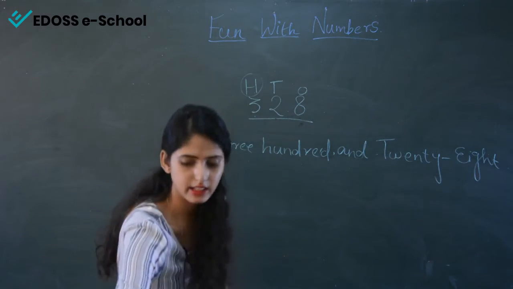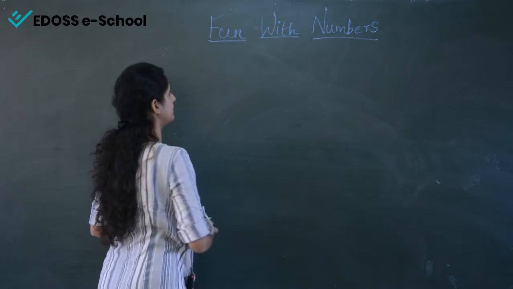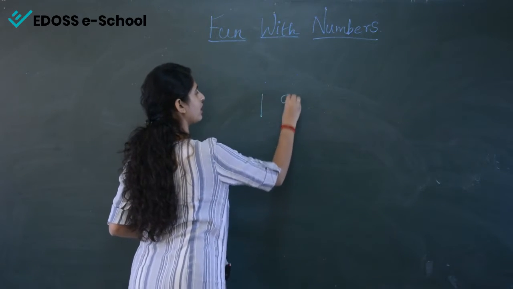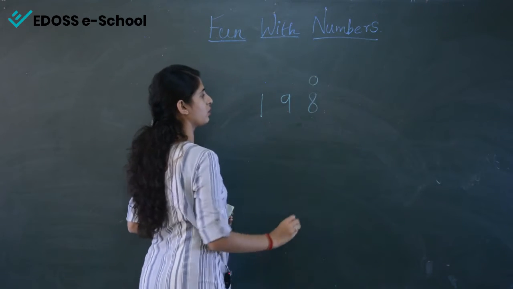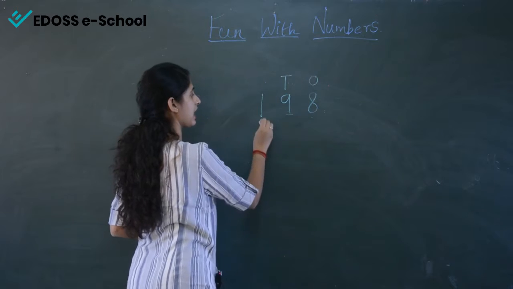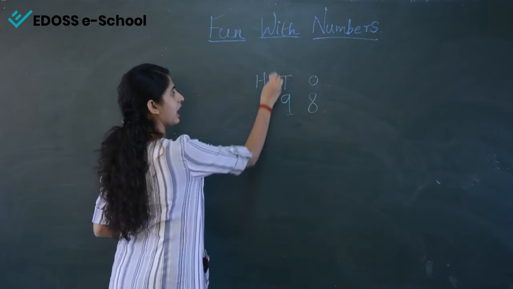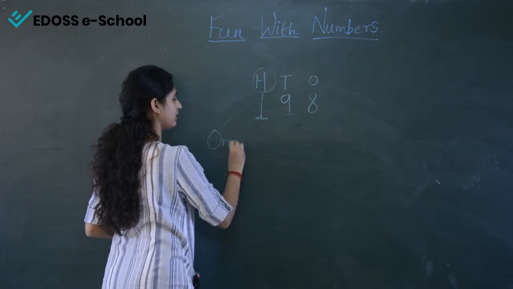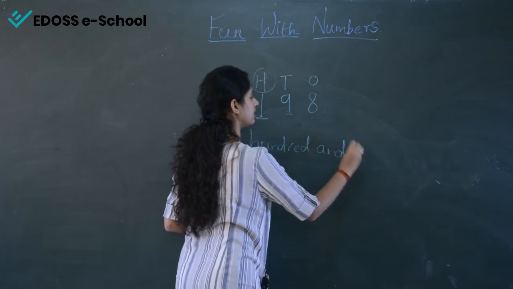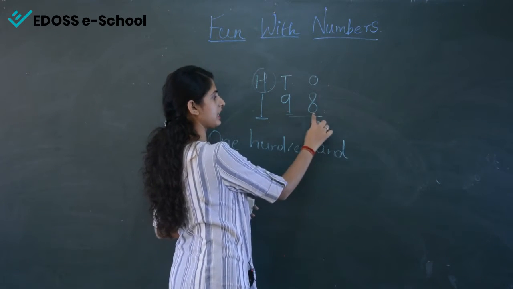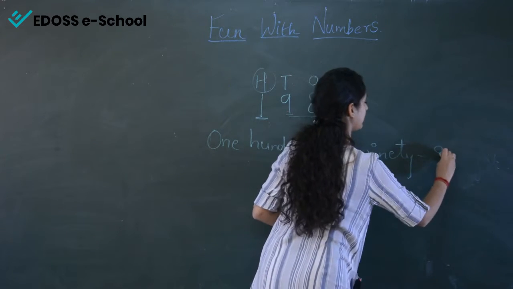Let's talk about the next example. 198. What is the place value of 8? 1's, 9 is at 10's and 1 at 100. So how will I write this? 100. And what do we read it? 98. So I'll write 98.